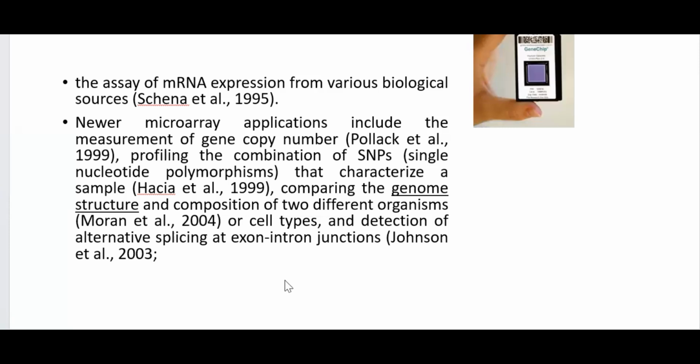Genome structure, composition of different organisms you can check, or cell types also you can match and find out the similarities and variations. Alternative splicing at exon and intron junctions. So n number of applications you have when you talk about microarrays, right? So this is how the chip would look. It is very small, like your admit card size as it appears in this particular picture, right?